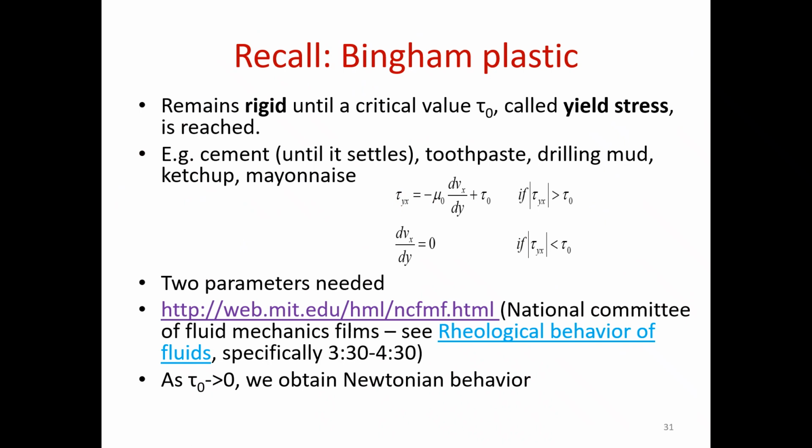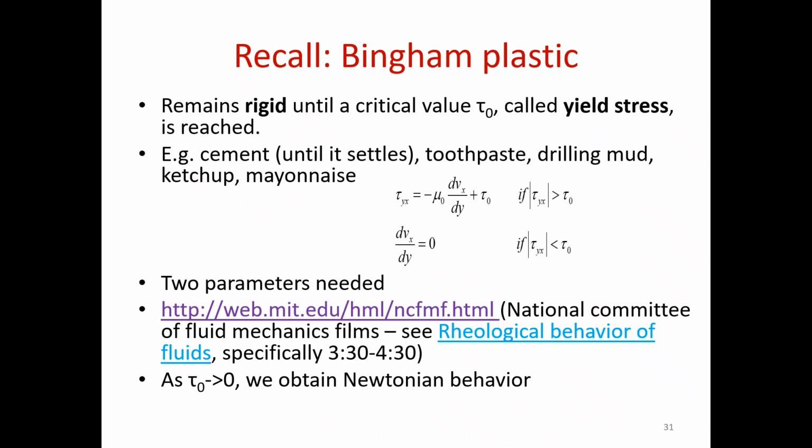Let's just recall that a Bingham plastic remains rigid, or doesn't move, until I have enough stress applied to it. I'm calling that stress the yield stress, tau 0. After that, I have this shifted behavior, the same as the Newtonian, just shifted by the yield stress. So my tau yx is minus mu 0 dvx dy if that shear stress is larger than the yield stress.